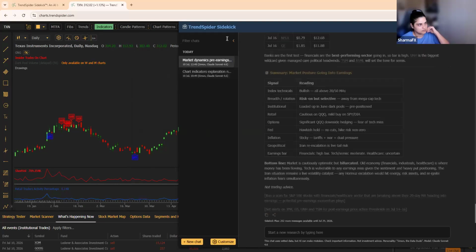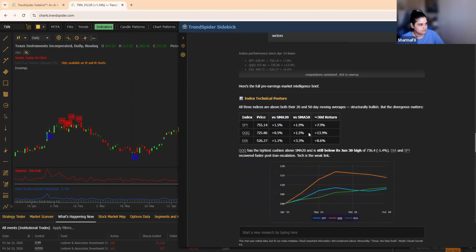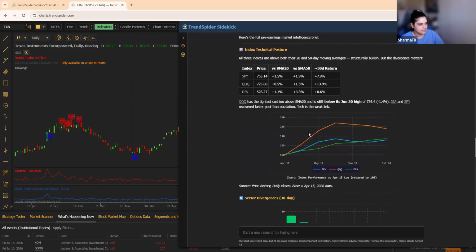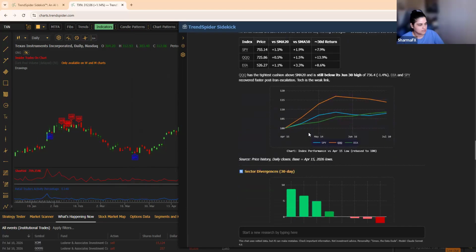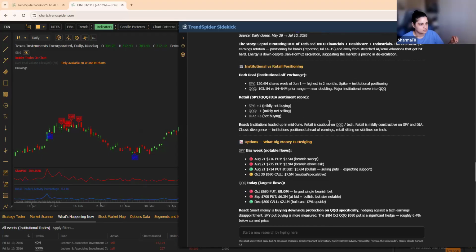So we got our response from the other chat. Let's pull that up, and we see overall, all three indices are quite bullish here. We saw that NASDAQ was kind of the leader today. Let's continue down. We're seeing capital rotating out of tech and into financials, healthcare, and industrials. So we have now narrowed it down to 3 specific sectors, which is a classic pre-earnings rotation. They're positioning for the banks because they're starting off the earnings season, and moving away from stretched AI semi valuations that got hit hard. Let's see if there's anything else.